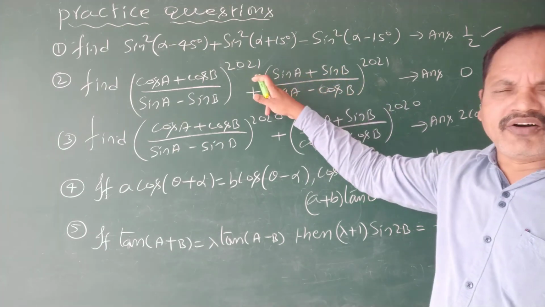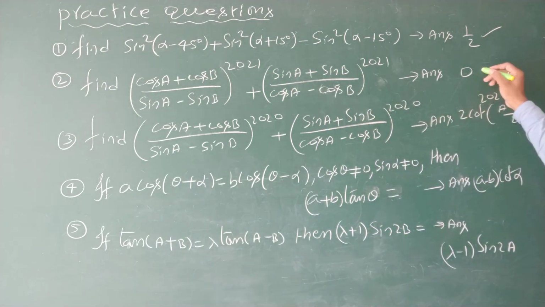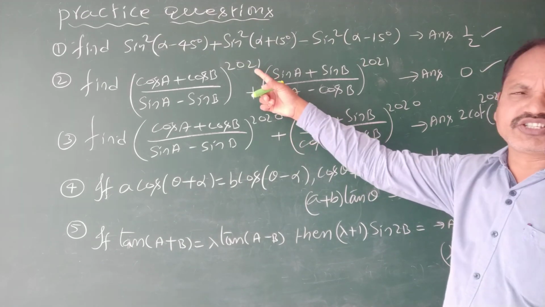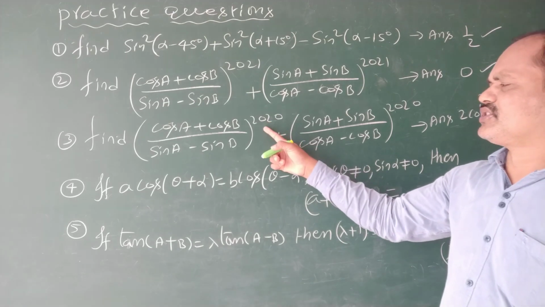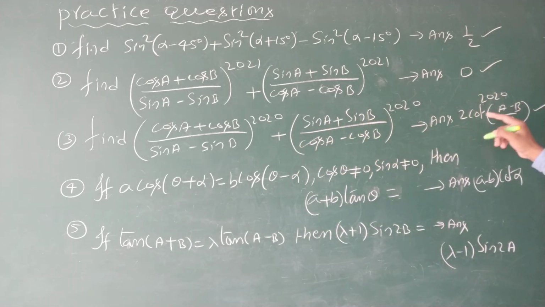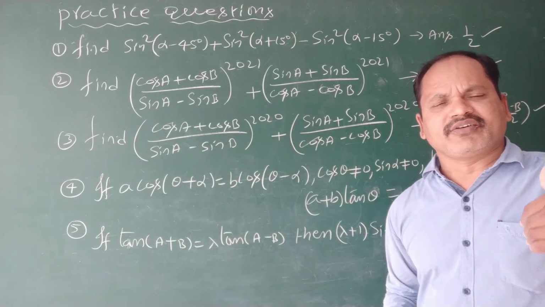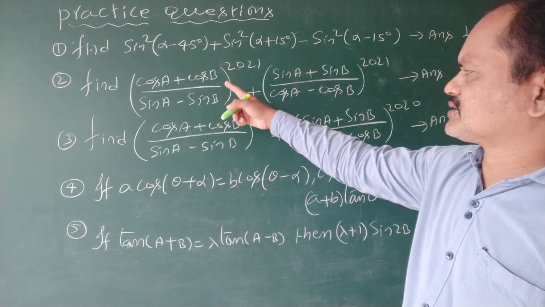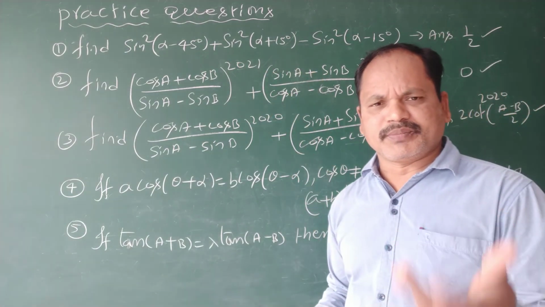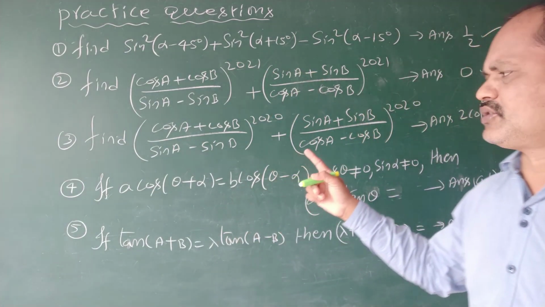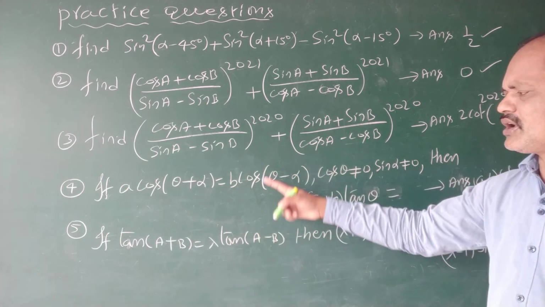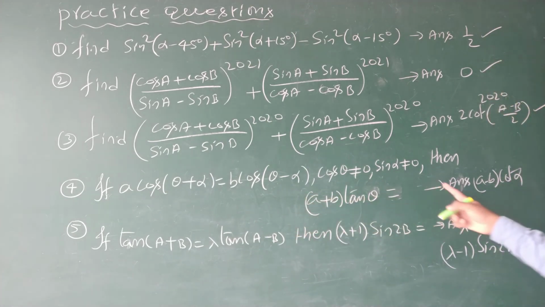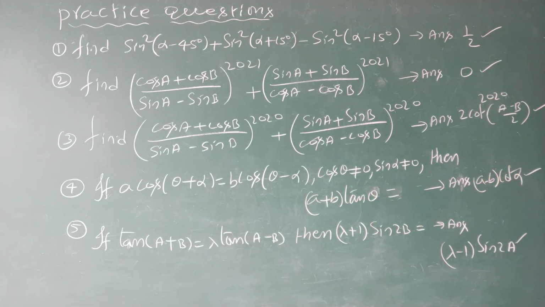Observe, if the power is odd, then the answer is 0. If the power is even, here 2021 is odd, that's why it is 0. Now 2020 is even, that's why it is 2 times cot power 2020 of (a minus b) by 2. Since here it is n, as in the previous question, if n is odd then it is 0, otherwise it is this. For this one you can use componendo and dividendo forms. So use these questions. So this is the answer. Okay. Bye.